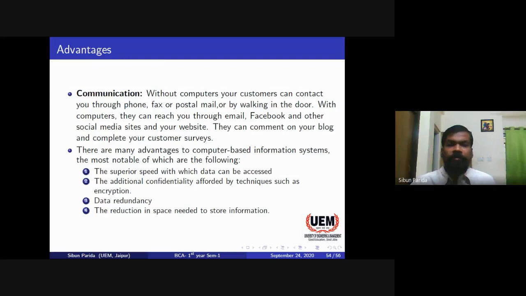First is speed, the superior speed with which data can be accessed. Additional confidentiality is afforded. Confidentiality means secure, efficient, fast, secure. Data redundancy: data redundancy means there is no duplicate data; every data is unique. There is a reduction in the space needed to store information. So space is reduced, time is reduced, security is maintained, redundancy is reduced. So these are the advantages of using a computer-based information system.